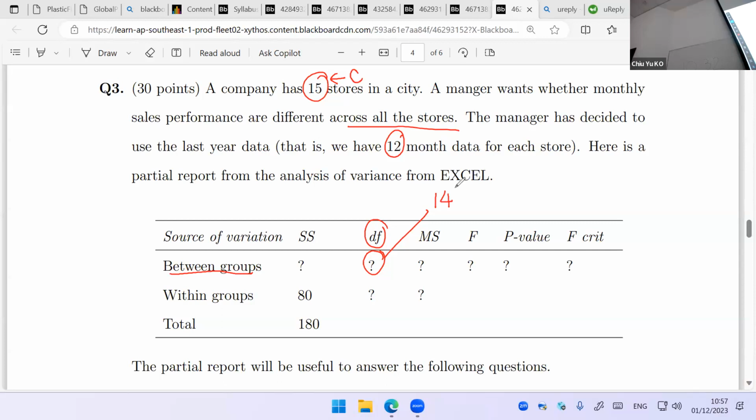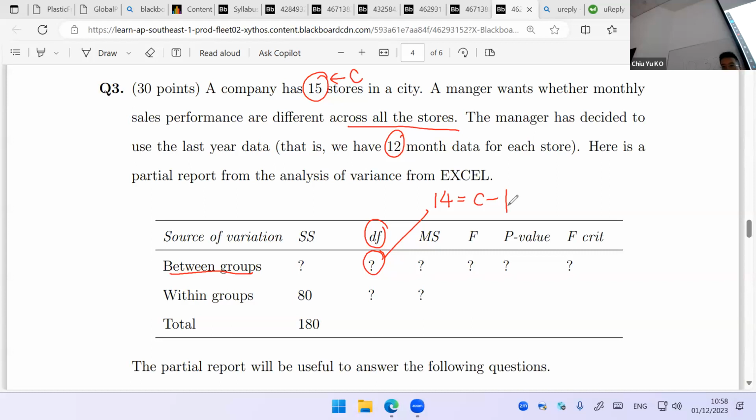Because ANOVA is comparing groups. How many groups do you have in this question? 15 groups, because we compare whether the mean sales of different stores are the same or not. That is exactly the question. It's C minus 1. If you were comparing whether different months are the same, then it would be 12 minus 1. But we're comparing different groups. Is that clear?